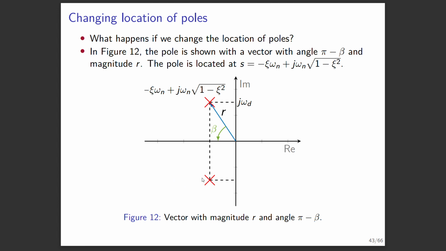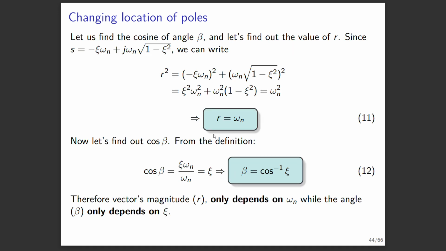Now, let's pay attention to how big this vector that is connecting the origin to my pole is. Let's call that r. And then let's call this angle between the vector r and the real axis beta. Okay? Let's find the cosine of angle beta, and let's find out how big that r is.